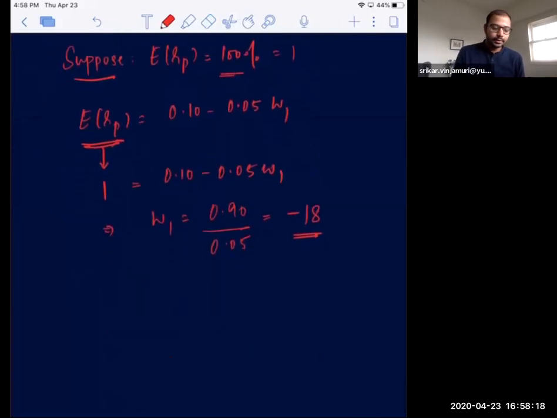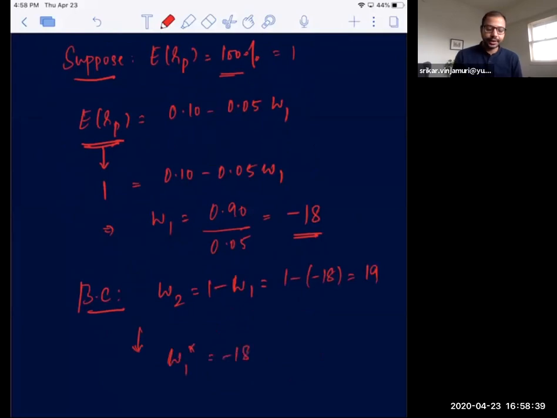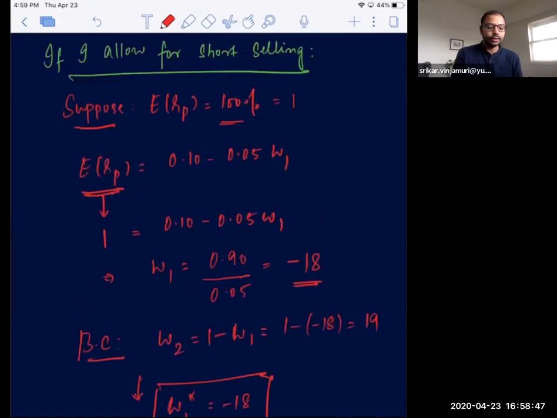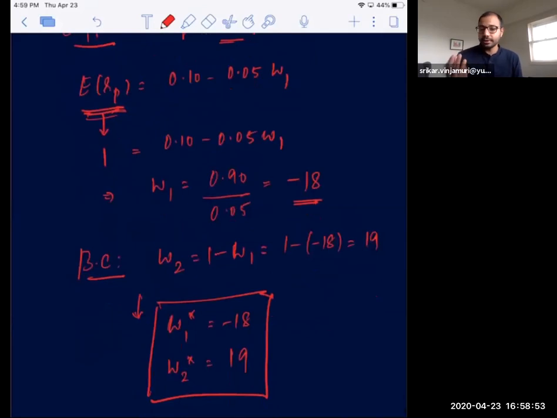Based on the budget constraint, W2 is 1 minus W1, which is 1 minus negative 18, so 19. So if I want to double my money, the portfolio weight on the first asset needs to be negative 18, and on the second asset it needs to be positive 19. If I choose my weights this way, then I'm able to generate a return of 100% on the portfolio. So just using two risky assets, I can manufacture any return that you want.